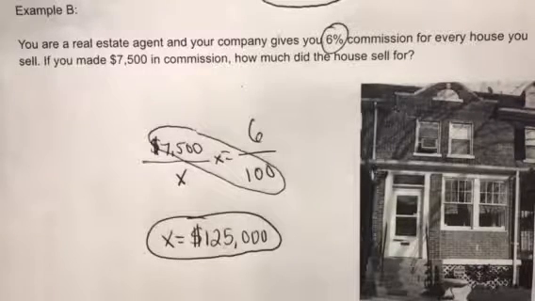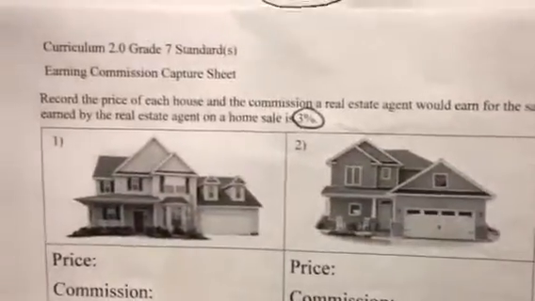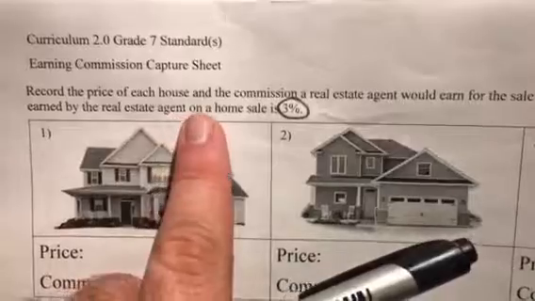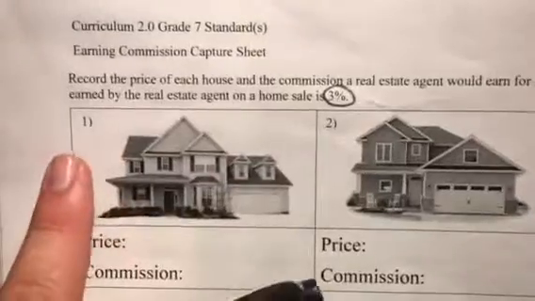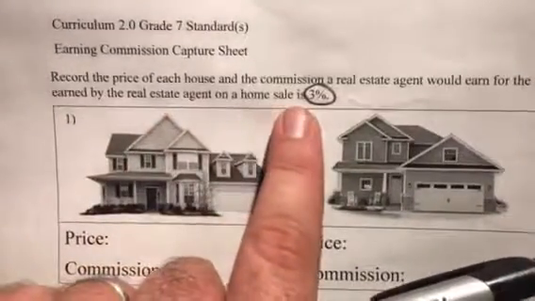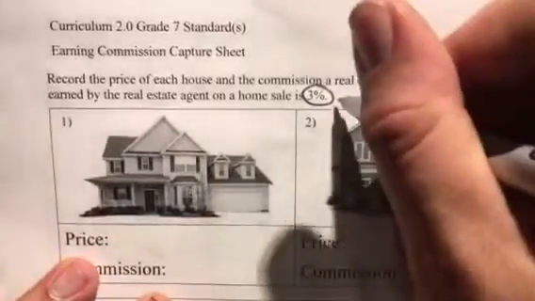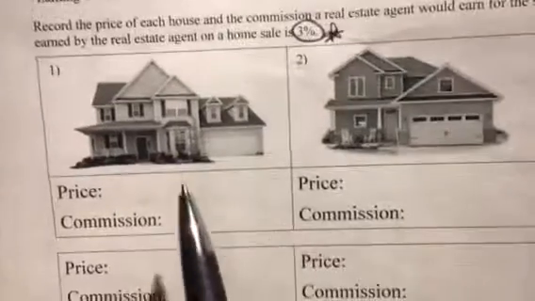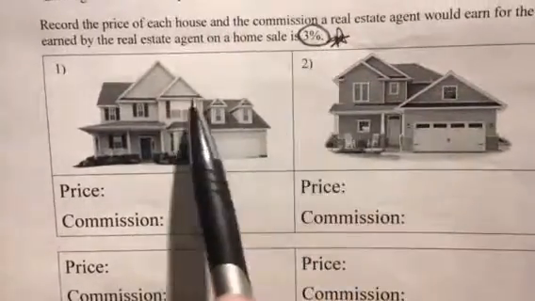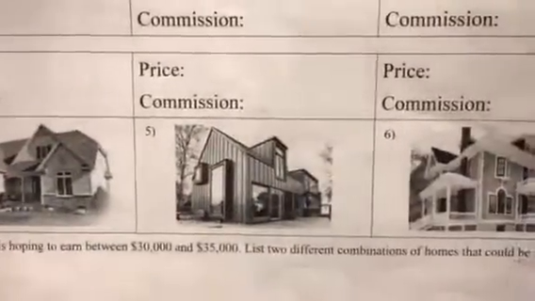Using this information and these notes, I want you to complete the packet that has 6 houses. Notice that on this packet with the houses, it says, record the price of each house and the commission a real estate agent would earn for the sale of the house. The average commission earned by the real estate agent on a home sale is 3%. This is important. That is the commission you're going to use for each one of these houses. So you're going to operate on 3% commission for houses 1, 2, 3, 4, 5, and 6.